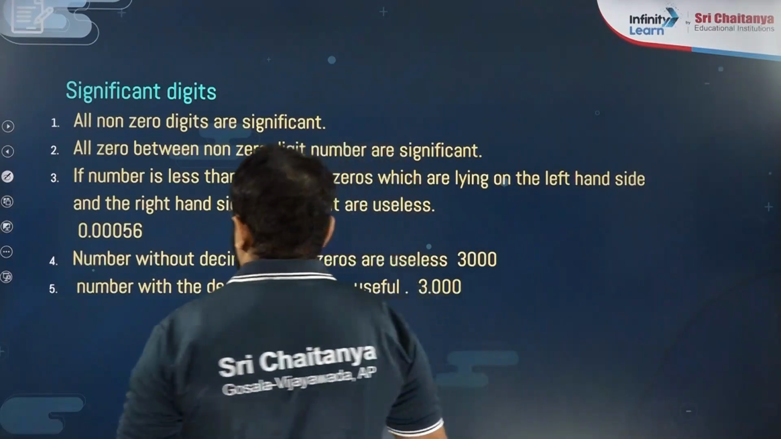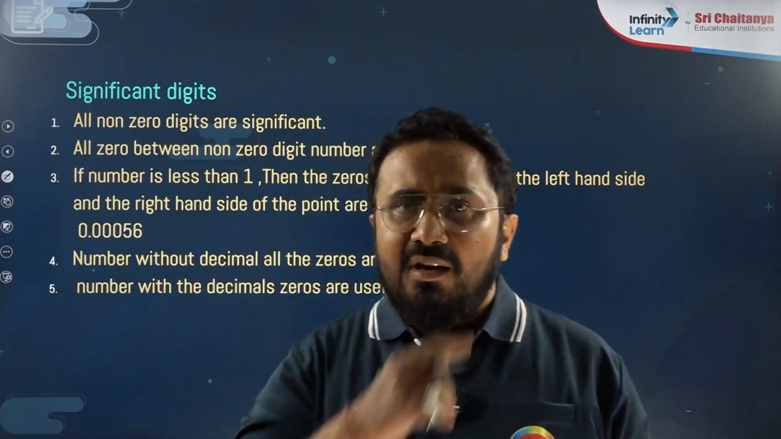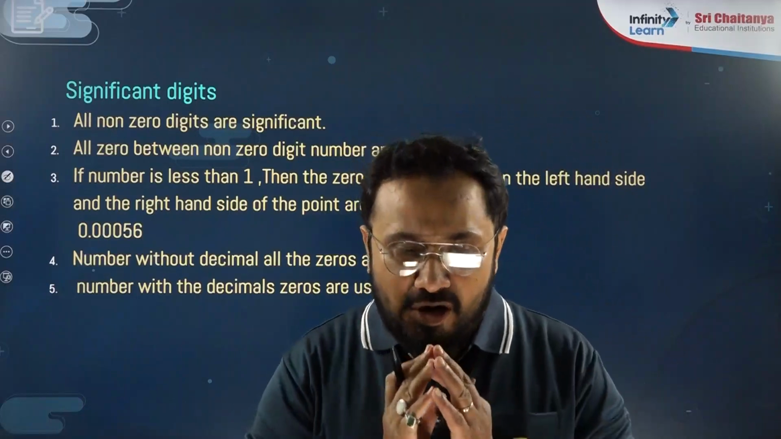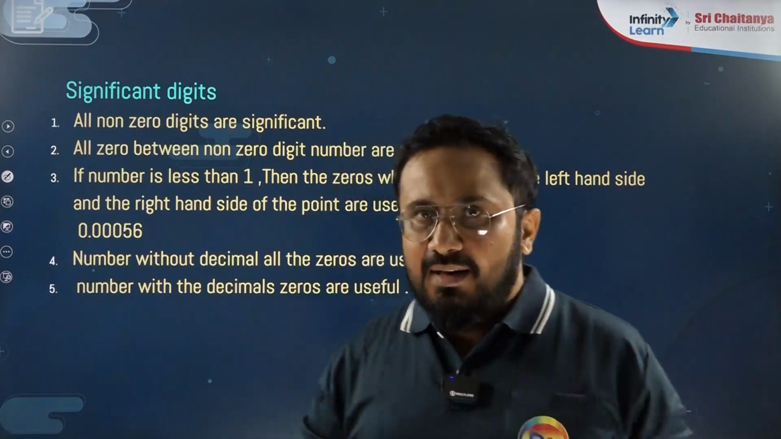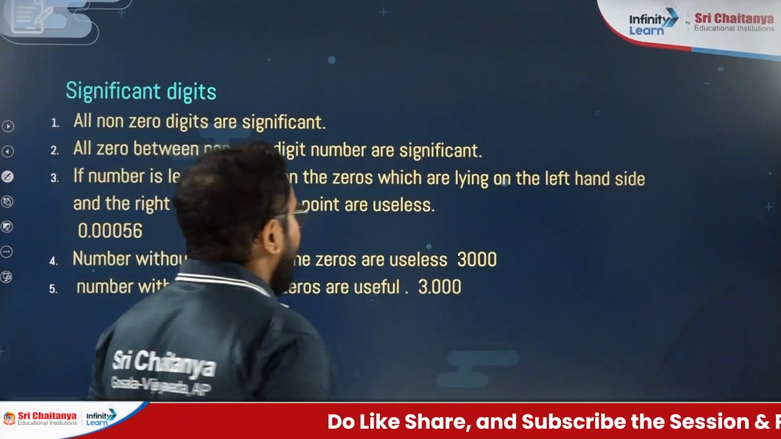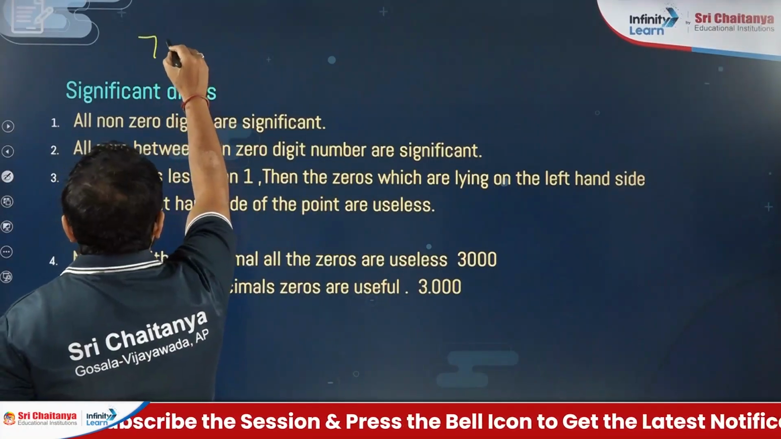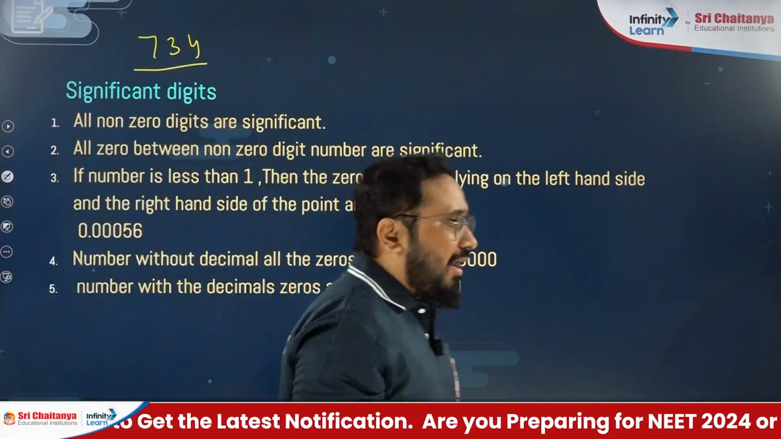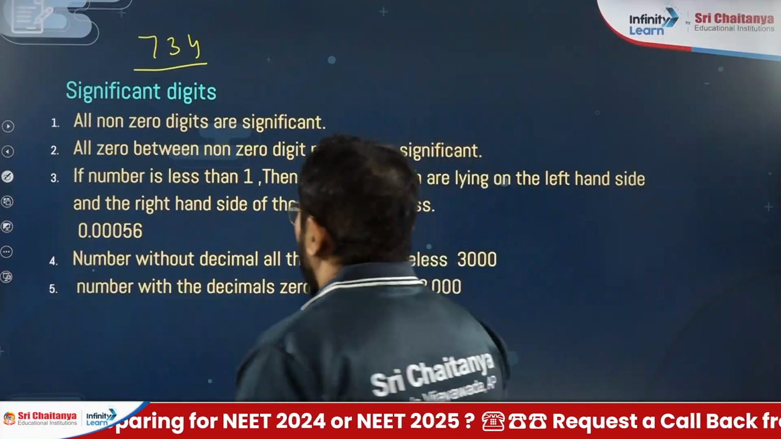Significant figure. Now, I am telling you such a rule in significant figure. If you listen to it carefully, you do not have to study anything else in significant figure after this. All non-zero digits are significant figures. If I write like this, 7, 3, 4, they all are non-zero digits, so they all are significant figures. So all non-zero digits are significant figures.